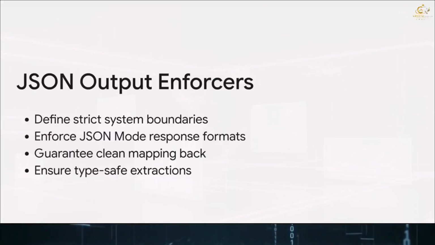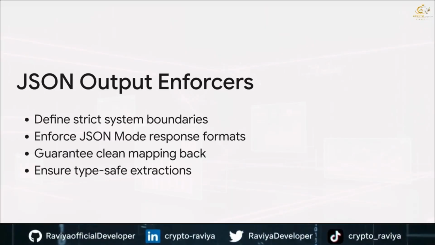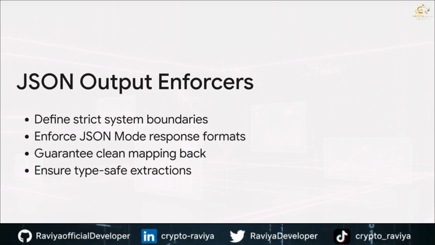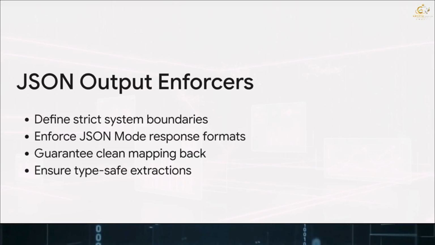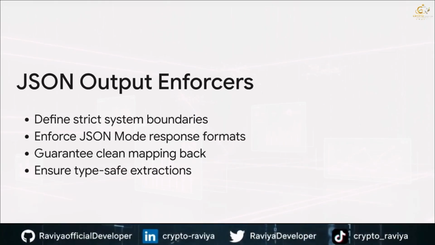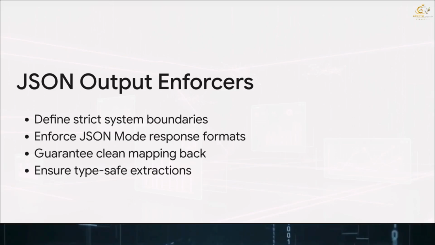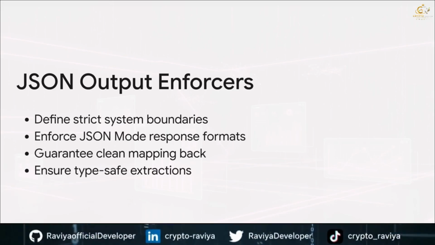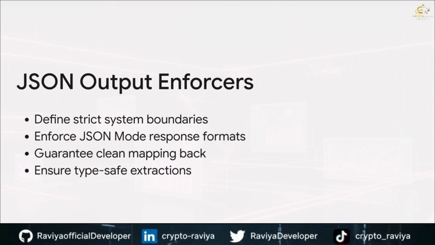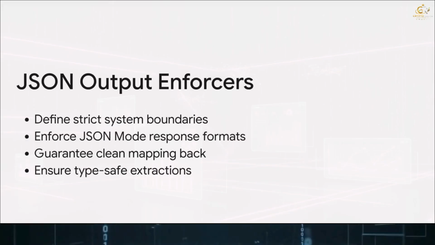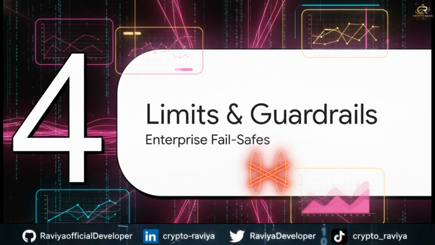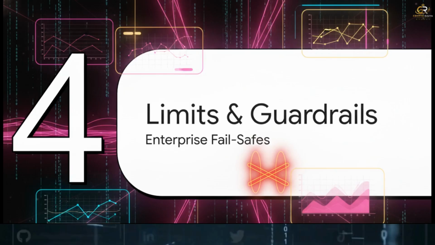So what are our rules of engagement here? First, we define strict system boundaries. Then, we enforce JSON mode response formats, specifically telling it to output a JSON object. By locking the AI engine into these rigid enforcers, we guarantee that the return data, whether it's extracting a sentiment or generating a summary, maps cleanly, safely, and perfectly right back into the distinct columns of our database. No more messy data.